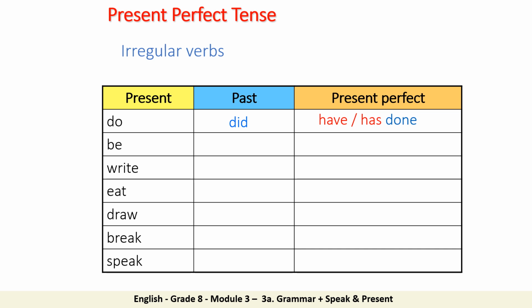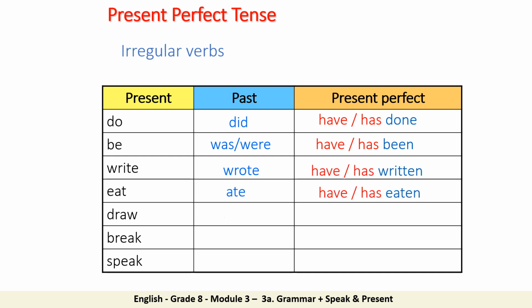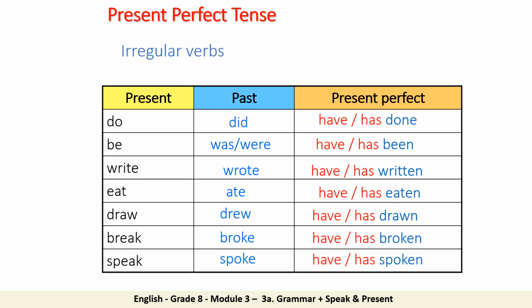Alright, the past of be was, present perfect have been or has been. Write, wrote, have, has written. Eat, ate, have, has eaten. Draw, drew, have, has drawn. Break, broke, have, has broken. Speak, spoke, have, has spoken. Excellent.